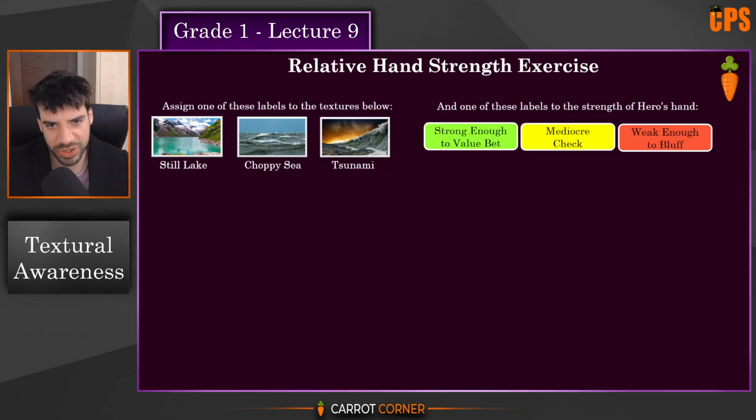So either hero's hand is going to be so strong that it can value bet. We know what value betting is by now. If you don't, go back, watch lecture 2. Or so mediocre that it must in fact just check, or weak enough to bluff. So checking isn't better than betting because the hand is weak enough that it can bluff.